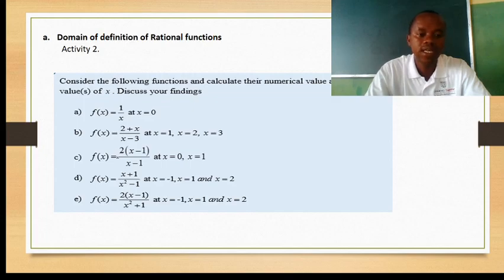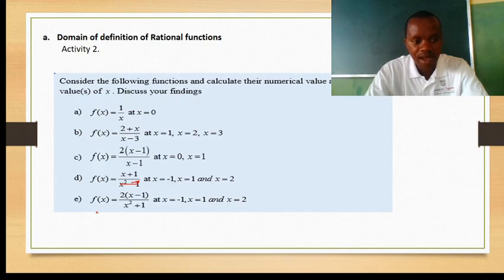For number C, f of x is equal to 2 times (x minus 1) over (x minus 1). Then you replace x by 0 and x by 1. For D, f of x is equal to (x plus 1) over (x squared minus 1), and you will replace x by minus 1, x by 1, and x by 2.